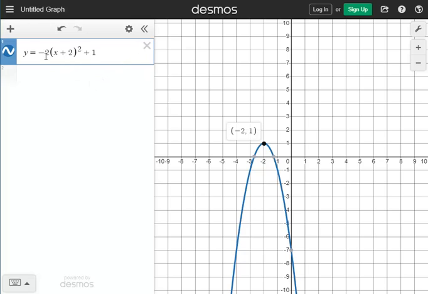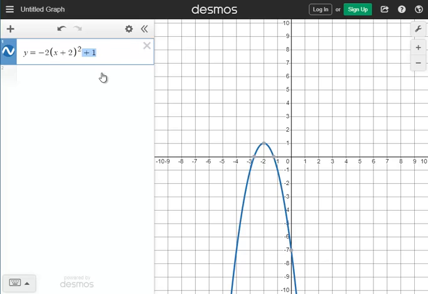You can change the curvature of it, which seems to be this number out front. You can change the shift of the vertex, which seems to be this number next to x on the inside of the parentheses. And then you can move the vertex up or down by changing this number here on the outside.